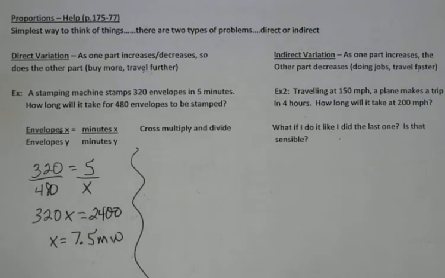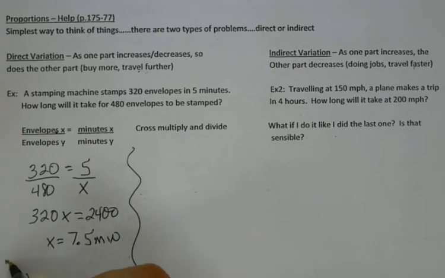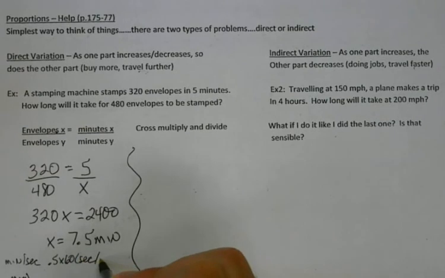Now what would happen if, for instance, all the answers were in minutes and seconds? Would this be 7 minutes and 5 seconds? No. Here's what I would have to do. To put it into minutes and seconds, I better move up a little here. I'd have to do the 0.5 times 60, since there's 60 seconds in a minute.